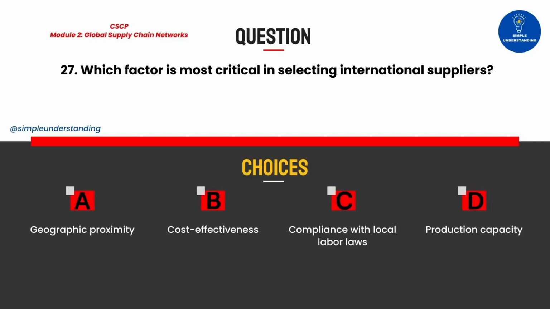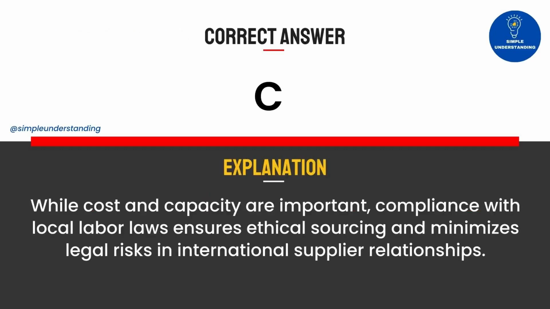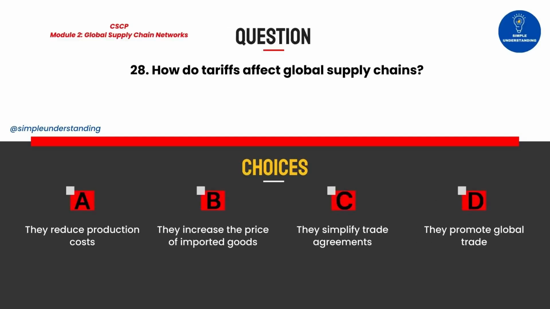27. Which factor is most critical in selecting international suppliers? A. Geographic proximity. B. Cost-effectiveness. C. Compliance with local labor laws. D. Production capacity. Correct answer: C. Explanation: while cost and capacity are important, compliance with local labor laws ensures ethical sourcing and minimizes legal risks in international supplier relationships.